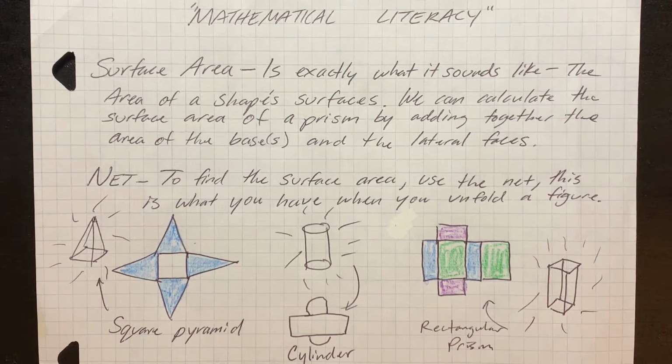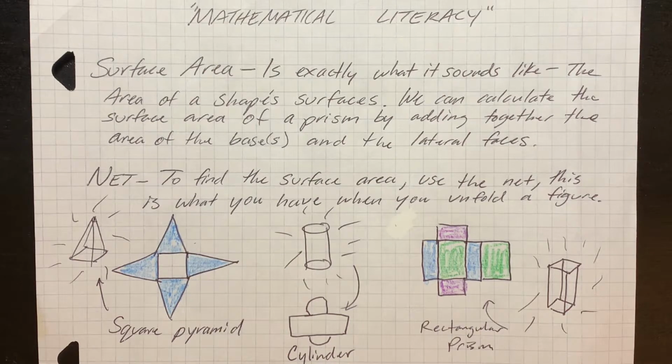So a surface area is exactly like what it sounds: the area of a shape's surfaces. Just like what we learned last time, finding the area of a square or a triangle or a rectangle. Those are going to be lateral faces or bases. So we just basically find the area of each face and add them together.